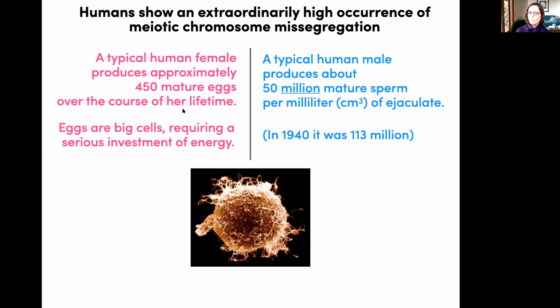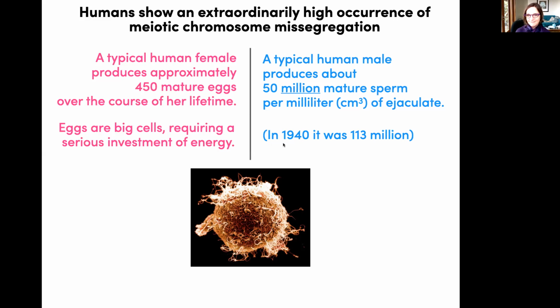And it's a little bit weird because, although a human female is born with many, many oocytes, only one of those oocytes actually completes meiosis during each menstrual cycle. So a typical woman will have about 450 menstrual cycles in her lifetime and produce 450 mature eggs. Each of those eggs is kind of a huge investment; they're big cells. Conversely, a human male produces about 50 million mature sperm per milliliter of ejaculate. So you can calculate, I guess, what that means in terms of lifetime production of sperm.